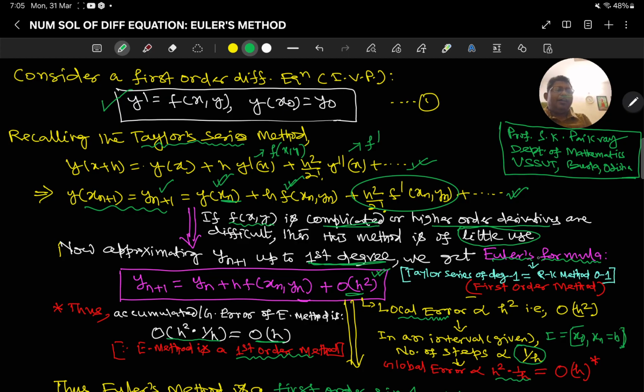Note that Euler's method agrees with the Taylor series method of degree 1, and it is also known as the RK method of order 1. We will discuss this in the next lecture. RK means the Runge-Kutta method. So in view of this, we call this a first order method.